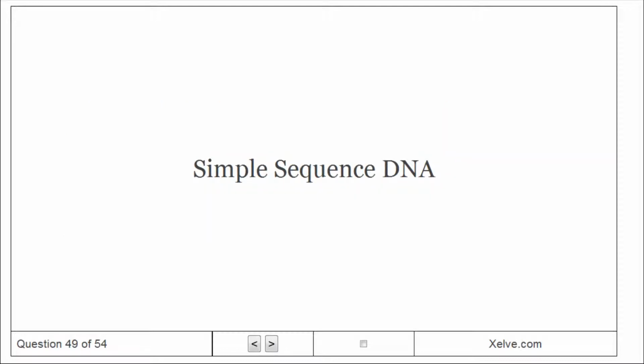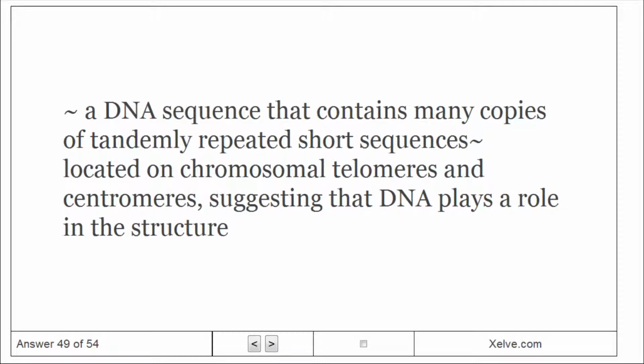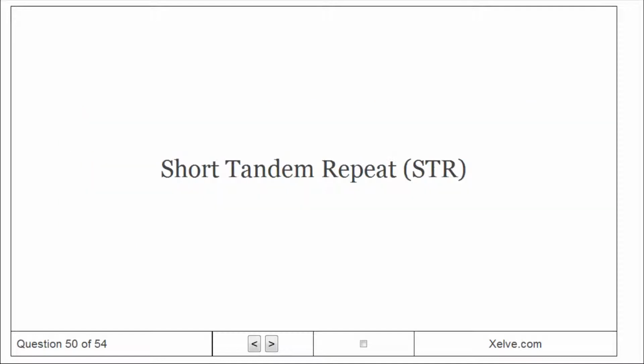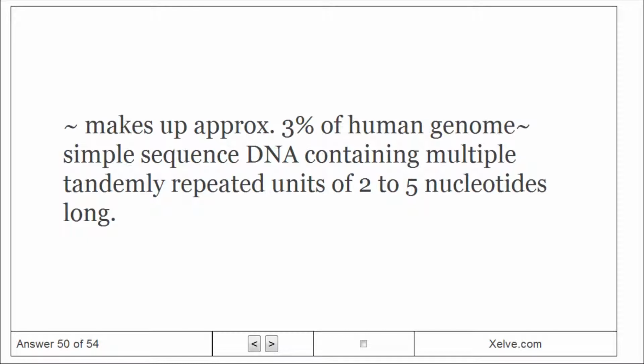Simple sequence DNA. A DNA sequence that contains many copies of tandemly repeated short sequences. Located on chromosomal telomeres and centromeres, suggesting that this DNA plays a role in chromosome structure. Short tandem repeat, STR. Makes up approximately 3% of the human genome. Simple sequence DNA containing multiple tandemly repeated units of 2 to 5 nucleotides long.